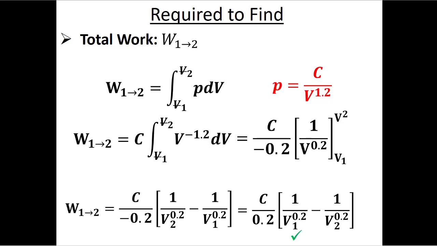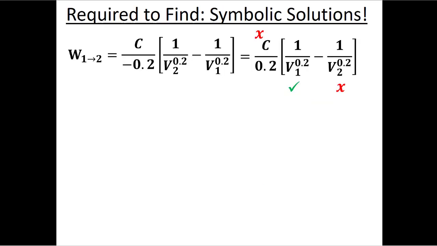I know V1 because it's given in the problem. I don't know V2 yet, and I don't know C yet. So what do we do? I'm always going to advocate that you should try to solve problems symbolically when you can. You can find a numerical value for C, but I'm going to show you a little bit of sleight of hand here to demonstrate that it's nice if we keep symbolic solutions for as long as we can.